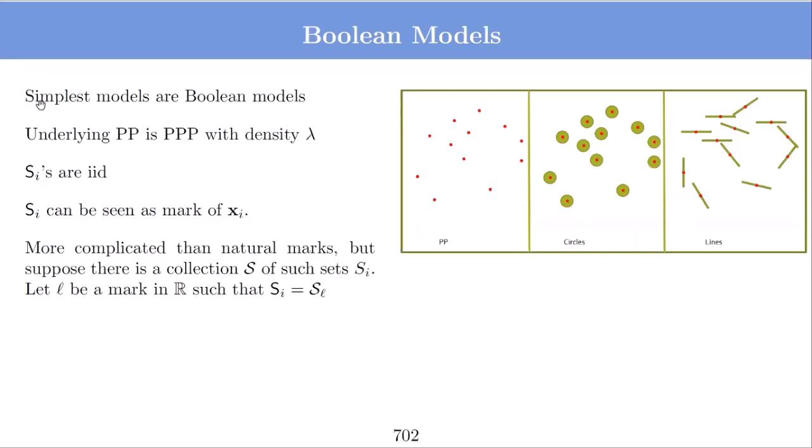So what are the different things we can get? This is like the Poisson point process, and if you assign spheres, the S_i can be deterministic spheres of the same radius, and you will get this, or they can be of different radii and you will get a different set at each point. Similarly, instead of spheres you can assign lines, and this will be the Boolean model you will get.